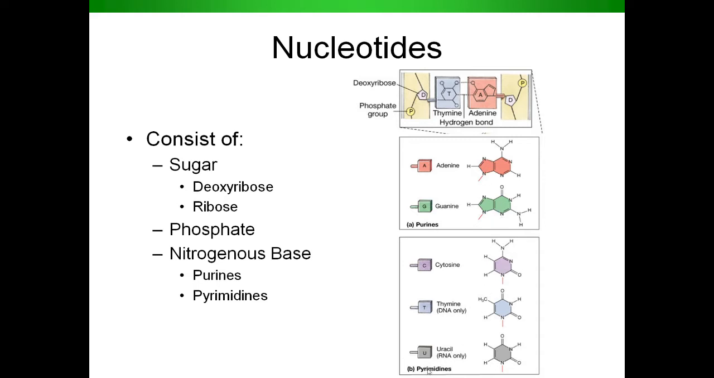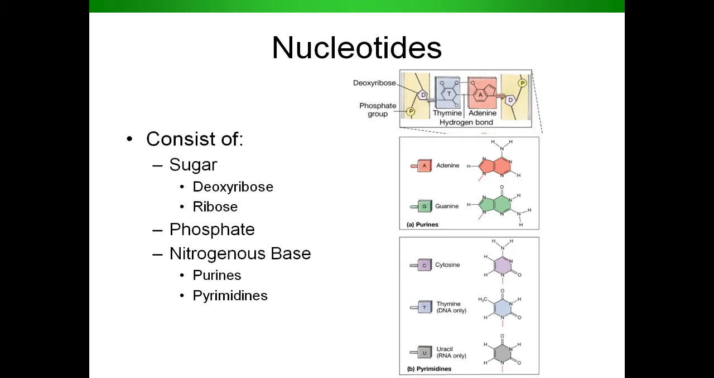Right? And the pyrimidines are down here. We've got cytosine and thymine. Those would be found in DNA. In RNA, we're going to take the thymine away and replace it with uracil. And you can see how very similar those molecules are.